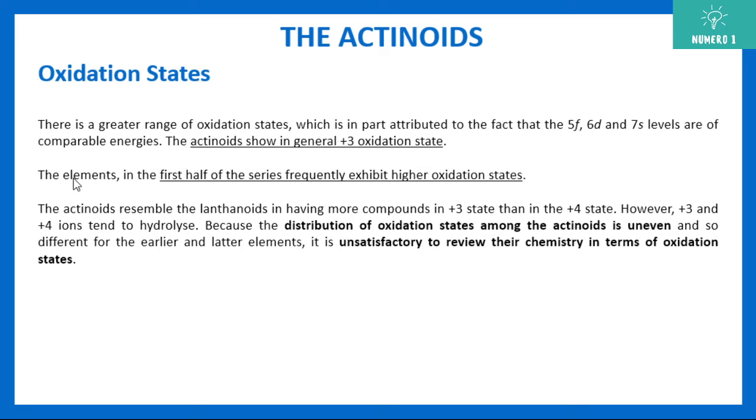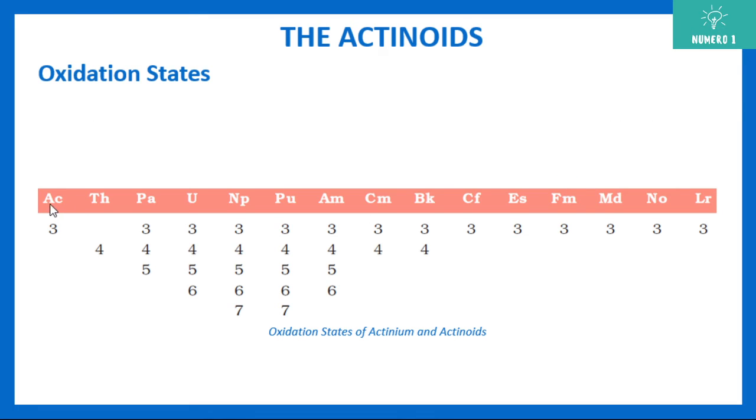Now, also note that the elements in the first half of the series exhibit higher oxidation states. Let me show it to you. What do I mean by this? You can see this is your actinoid series. This is the first half of the series. Can you see that they are showing up to +7 oxidation state? Whereas the higher members are only showing one oxidation state, that is +3. Also note that +3 is the most common oxidation state. So these are the oxidation states of actinium and actinoids.